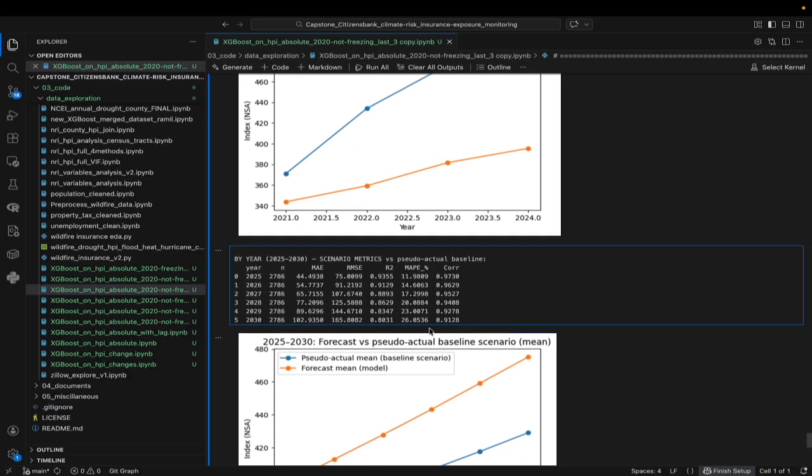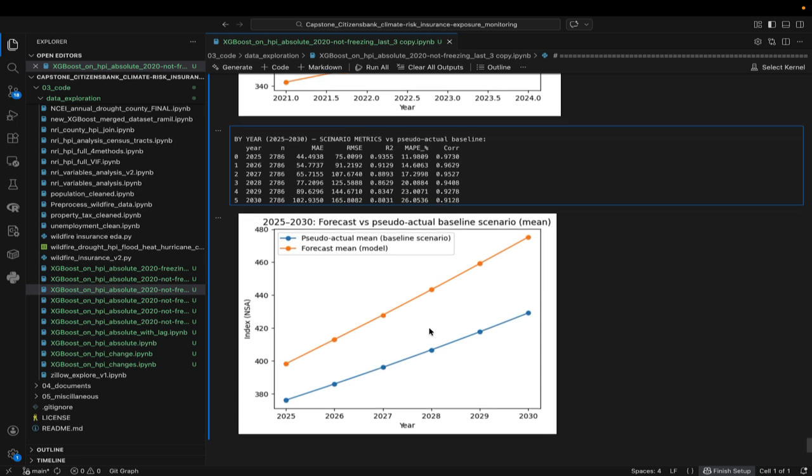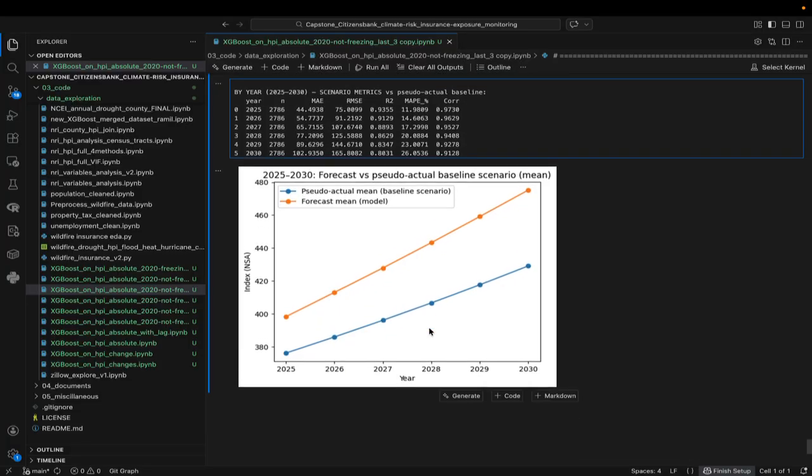The next chart is about forecast and actual base scenario. Since we don't have ground truth, metrics here are not accuracy. They measure how far the model scenario path deviates from a simple baseline trend scenario, basically a diagnostic for how much climate and macro signals push the forecast away from historical trend.